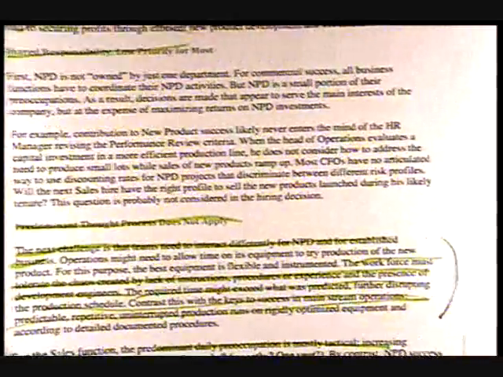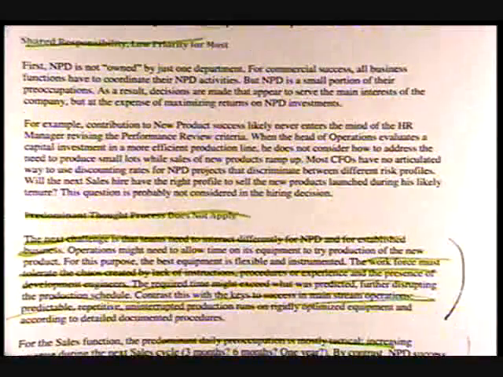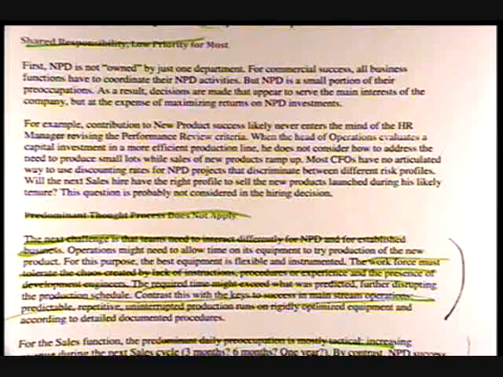The workforce must tolerate the chaos created by lack of instructions, procedures, or experience in the presence of development engineers. The required time might exceed what was predicted, further disrupting the production schedule. Contrast this with the keys to success in the mainstream operations: predictable, repetitive, uninterrupted run times, rigid equipment and procedures, and detailed documentation. They're quite opposite, but they are both critical to having an innovative company that has long-term prosperity.